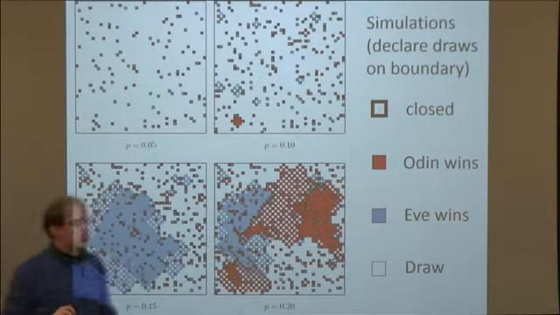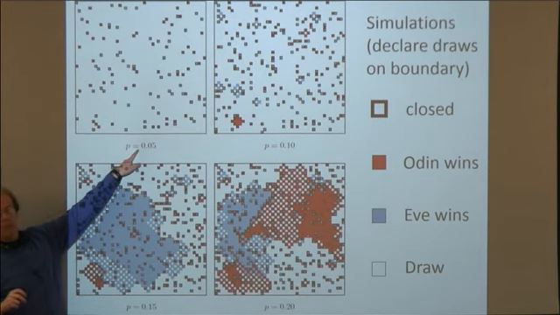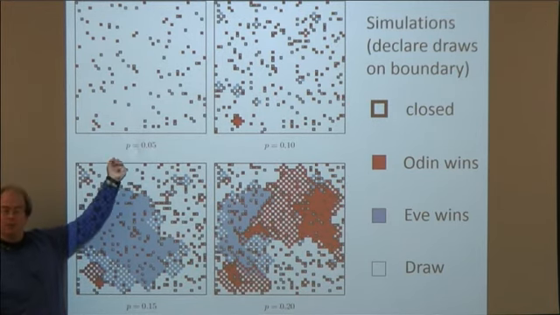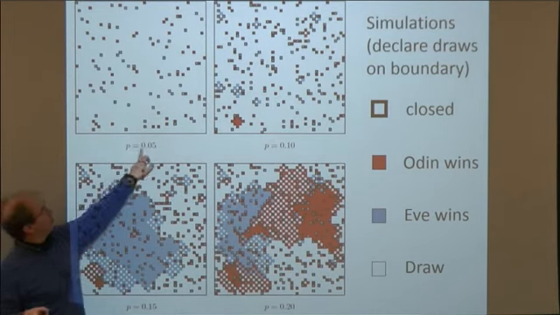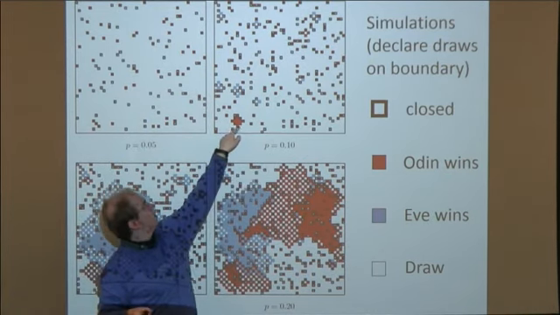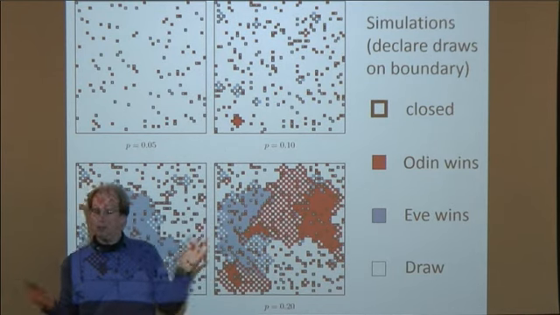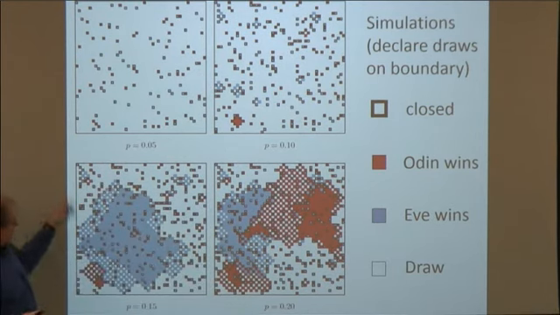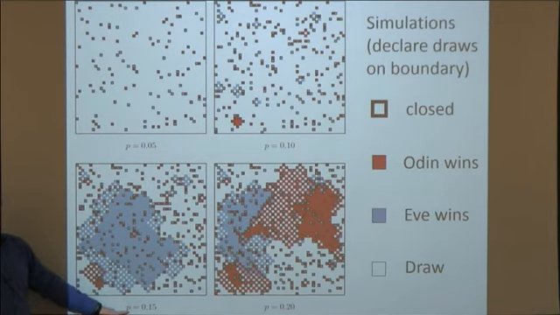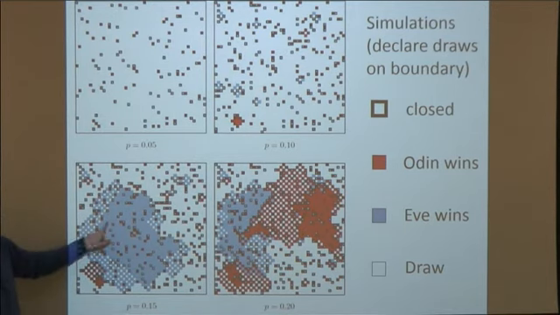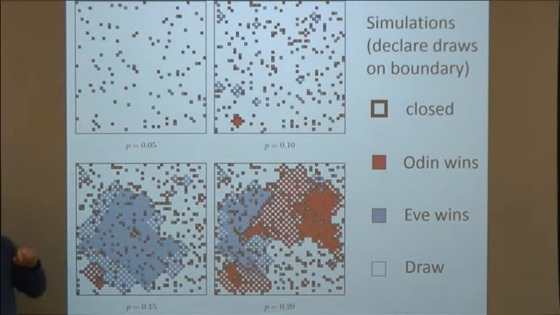So you see some very interesting things. If there are not many closed sites, then basically it's all draws. Not very surprising, because the closed sites aren't enough for anyone to trap the other person. You increase p a little bit, and there are some little regions where maybe Odin can force a win locally, but globally it's mostly draws. And then p gets a little bit bigger, and suddenly there's a huge region where, as it happens, Eve can force a win anywhere in here.